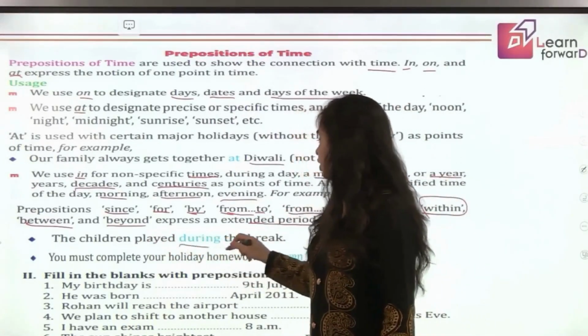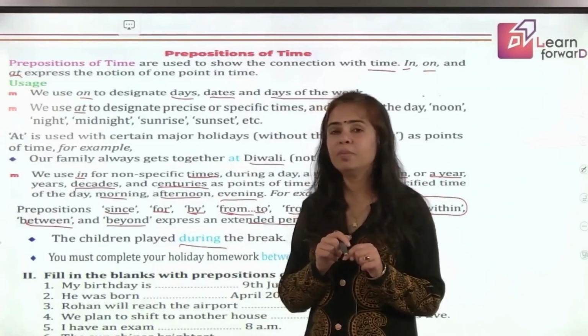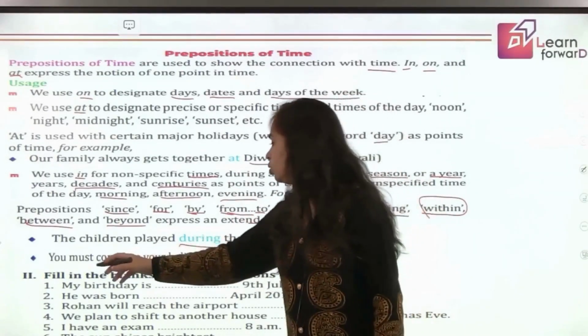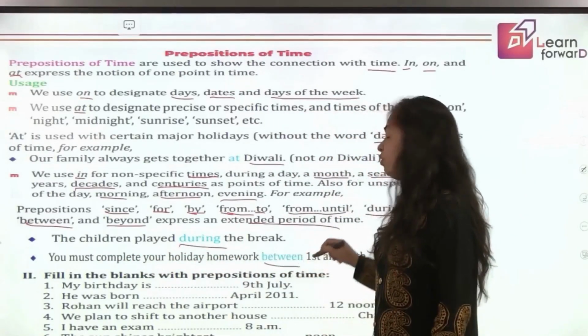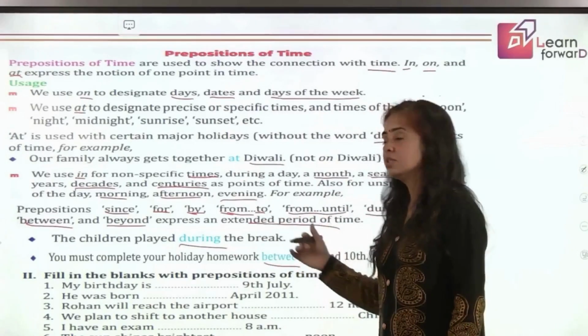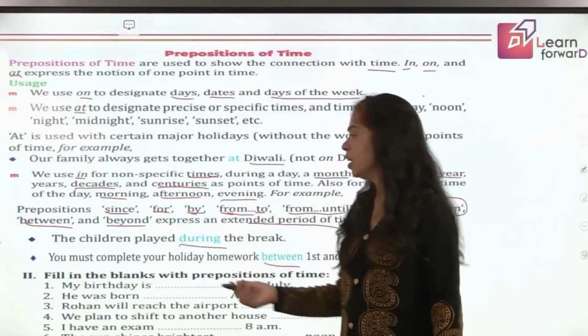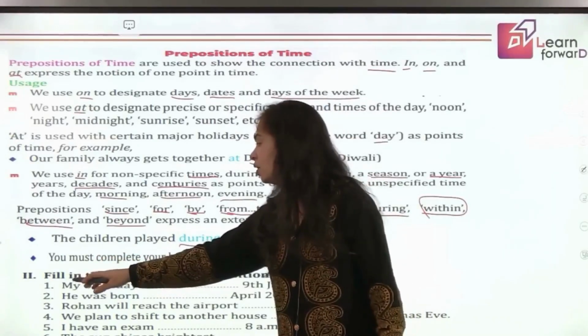Children played during the break. So whatever the duration was throughout that time of the break, they played. You must complete your holiday homework between 1st and 10th. So it should be done in that span only. So this is just a stretched period of time, children.